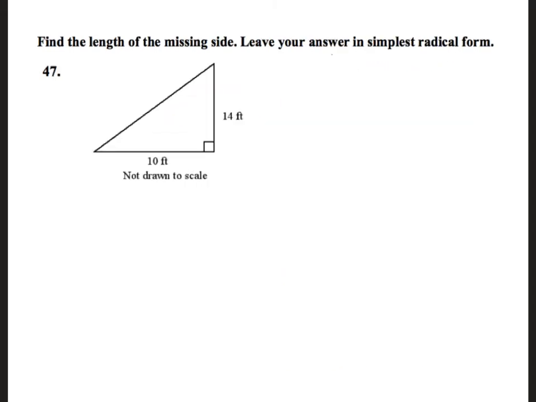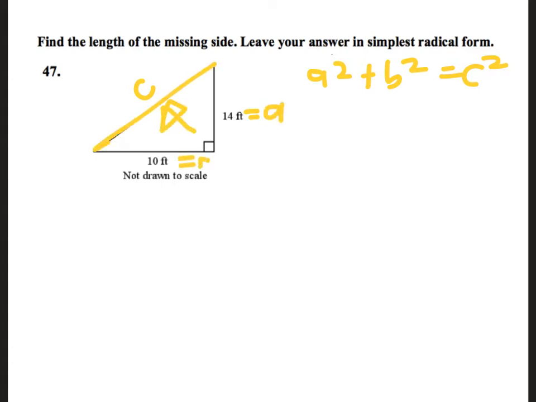The next one says find the length of the missing side. Leave your answer in simplest radical form. So again, we're going to use a squared plus b squared equals c squared. We're missing c squared, our hypotenuse, across from our right angle. Let's let 14 be a, let's let 10 be b. Again, we could flip-flop a and b if you want. It'll work either way.